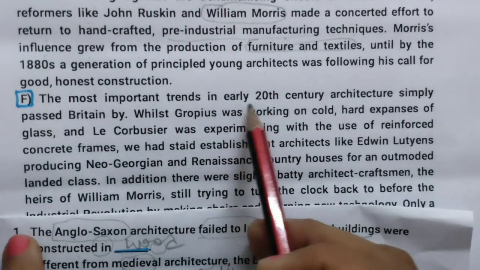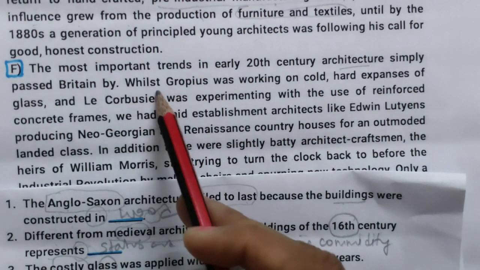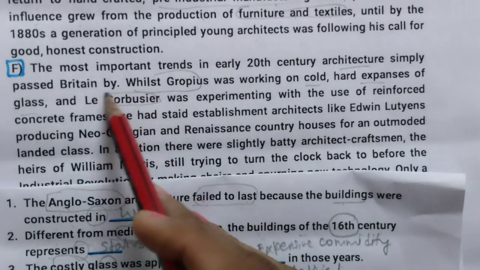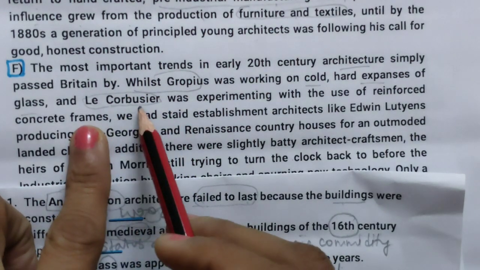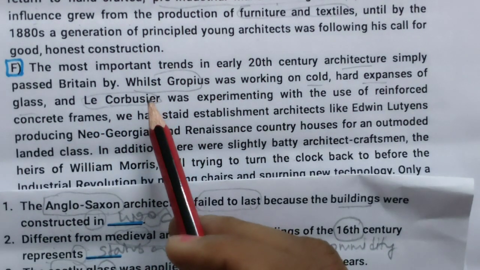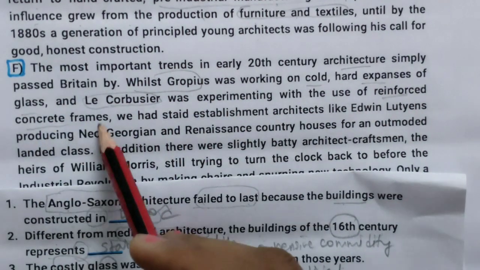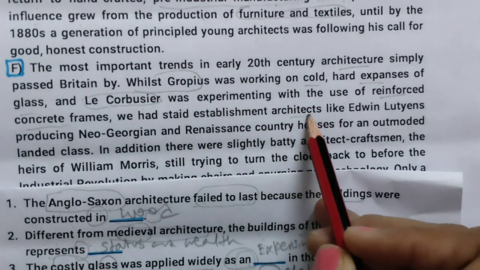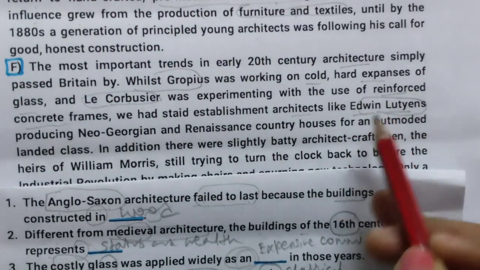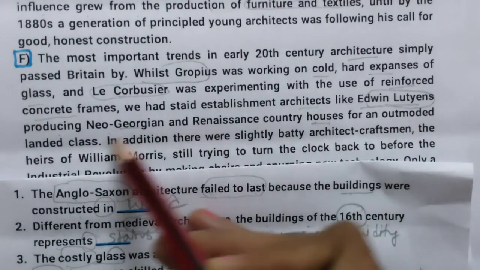The most important trends in 20th century architecture word is there. So we were looking for past Britain. This person name was working on cold hard expanses of glass. Le Corbusier. Okay, you know Le Corbusier. He was the architect of Chandigarh city. Okay, the capital of both Punjab and Haryana. So was experimenting with the use of reinforced concrete frames. We had state establishment architects like Edwin Lutyens. Now he is the creator of Connaught Place in New Delhi, producing new country houses for an outmoded landed class.